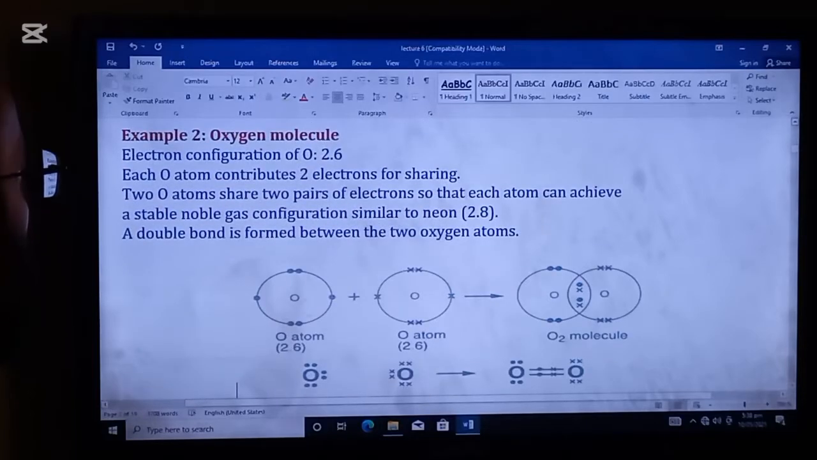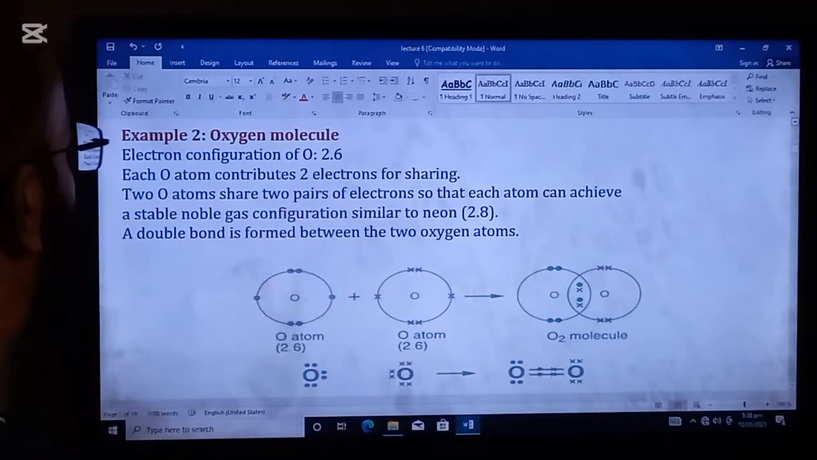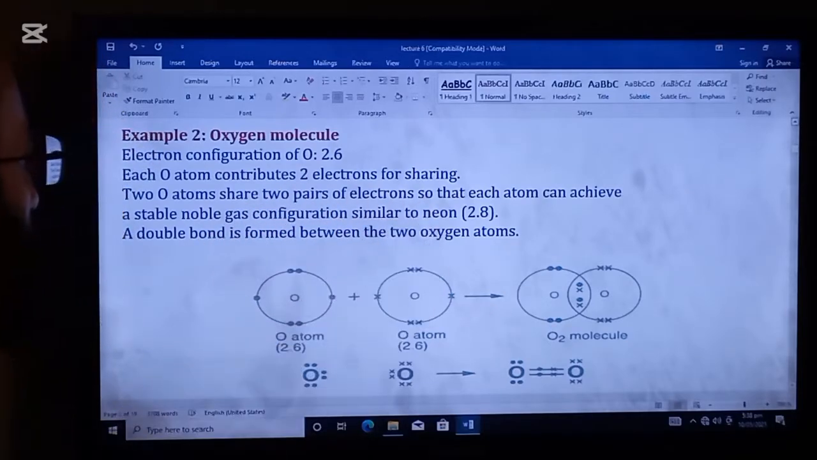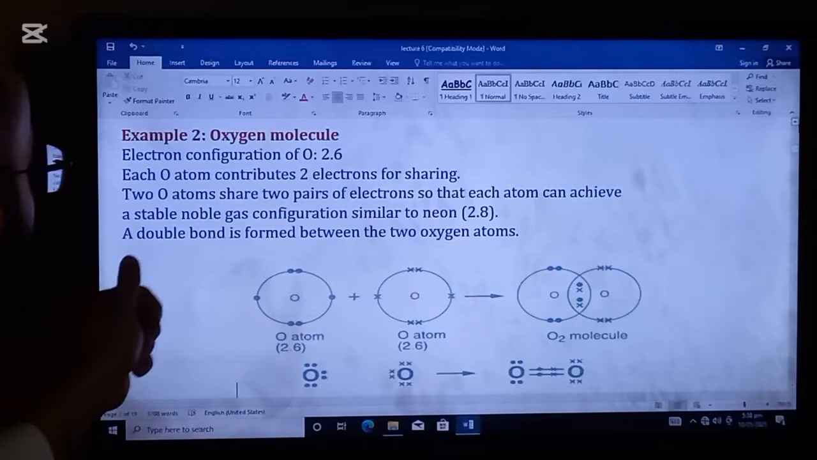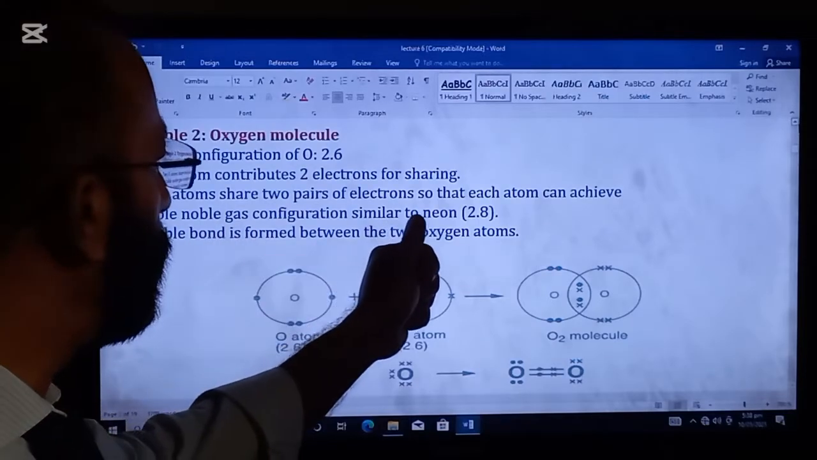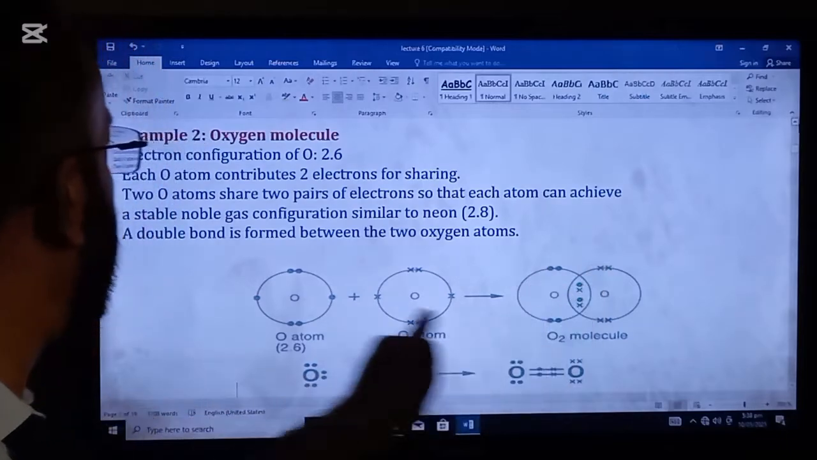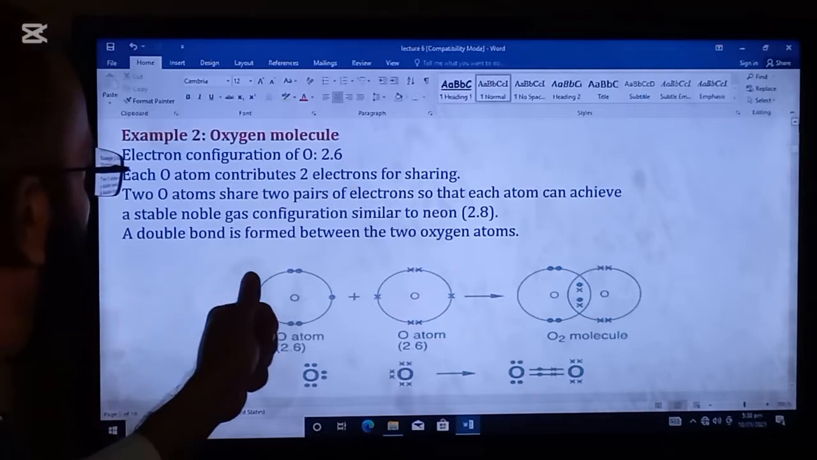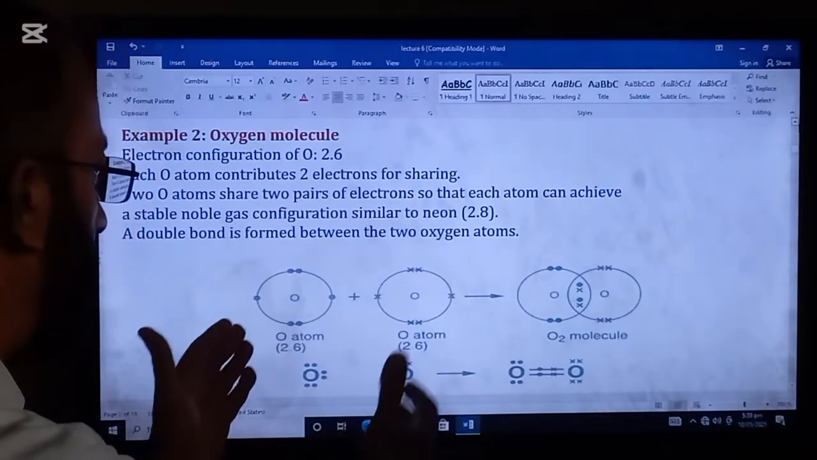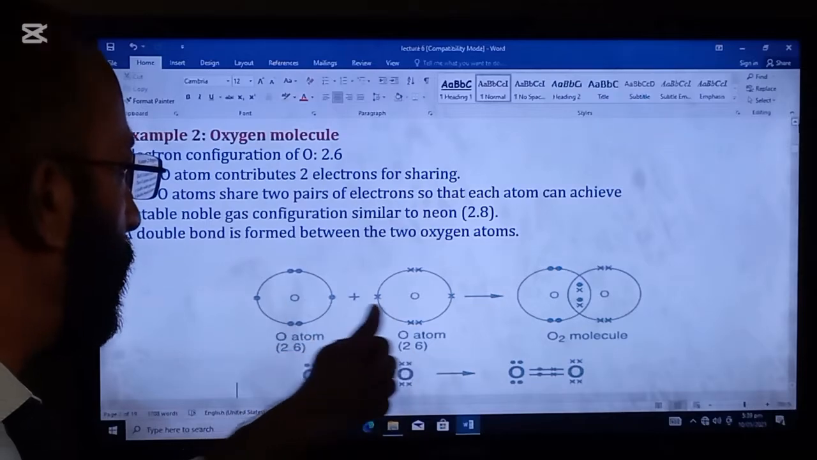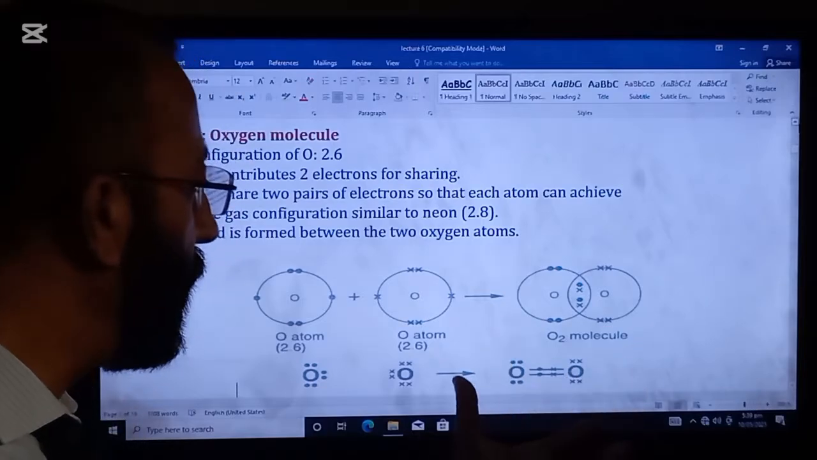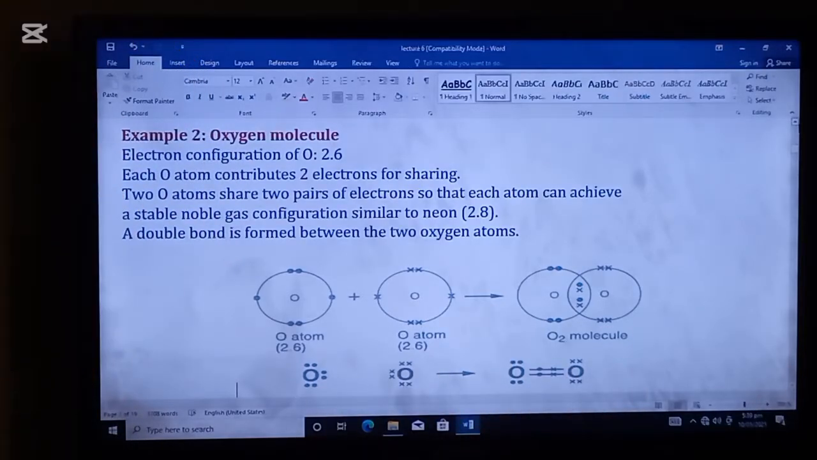Example number 2 is the oxygen molecule. Electron configuration is 2,6. Each oxygen atom contributes 2 electrons for sharing. Two oxygen atoms share 2 pairs of electrons so that each atom can achieve a stable noble gas configuration. A double bond is formed between the two oxygen atoms like this. Both oxygen atoms will contribute 2 electrons to gain noble gas configuration.